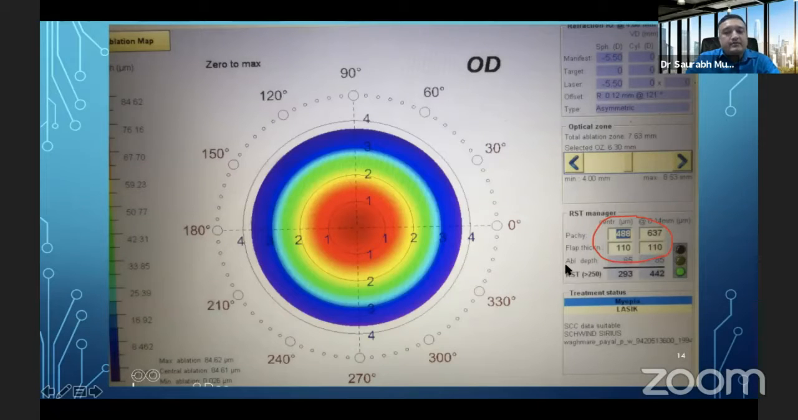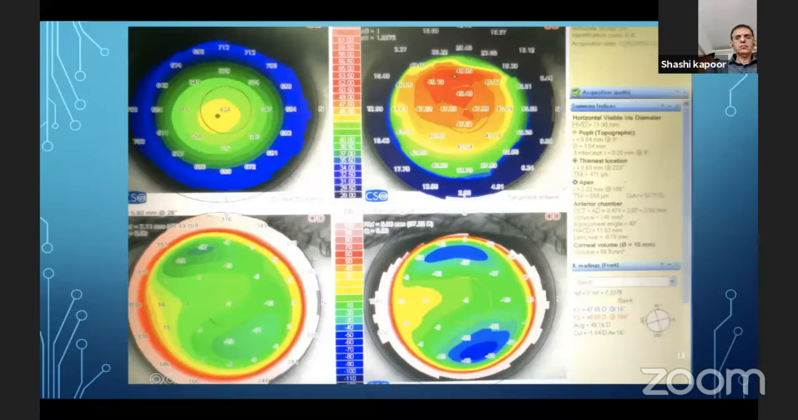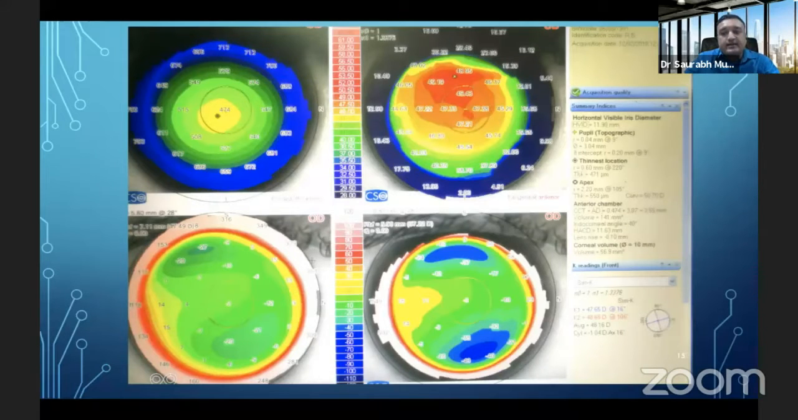I preferably suggest to all basic LASIK surgeons to use 300 as the benchmark. Experts can go up to 280, never less than 280 for anyone. These are dicey cases where, if you see, we are having a thin K, then we are having a very steep K.